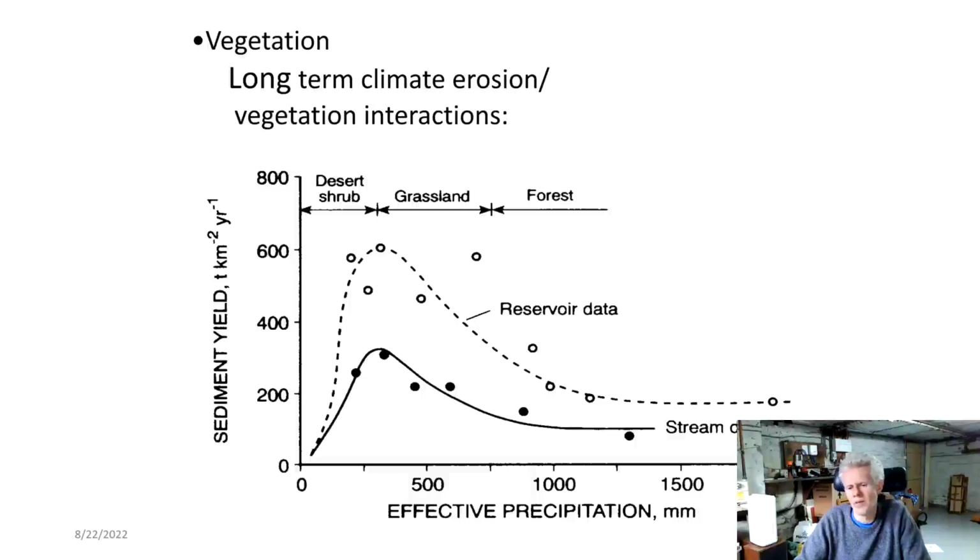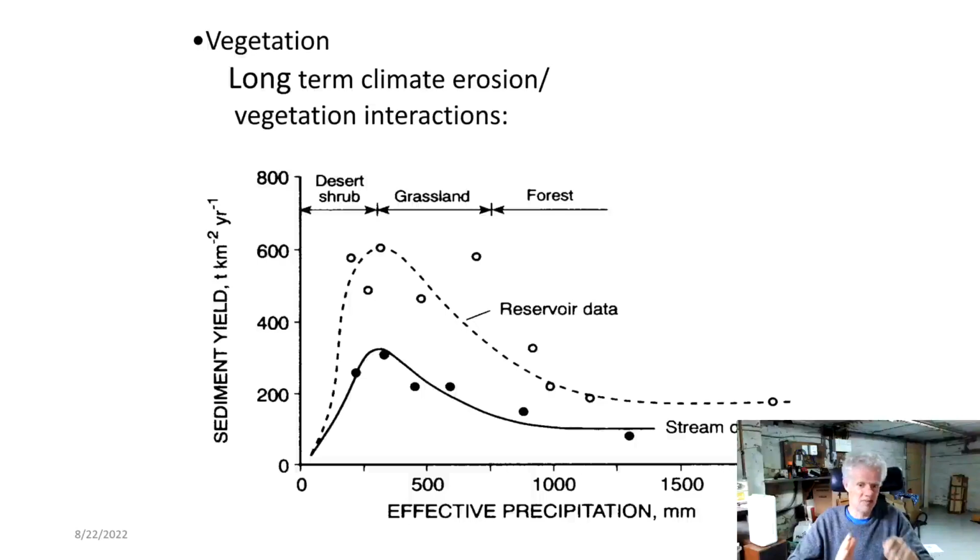Now, we can throw into the mix the relationship between vegetation and how that affects erosion and deposition. Again, some classic work by Langbein and Schumm back in the late 1970s looking at reservoir sedimentation data. What they found was that when you have very little rainfall, as we have on the bottom left-hand side of this graph, you have very little sediment going into reservoirs or going down rivers because there's no water to move the sediment.